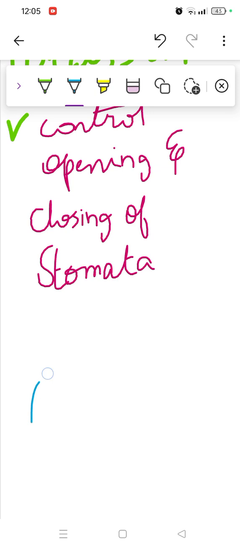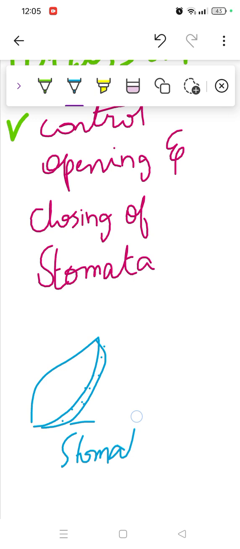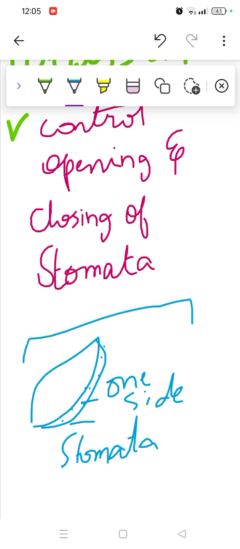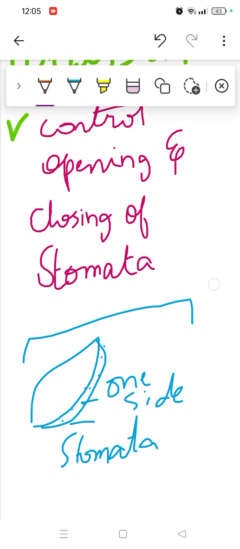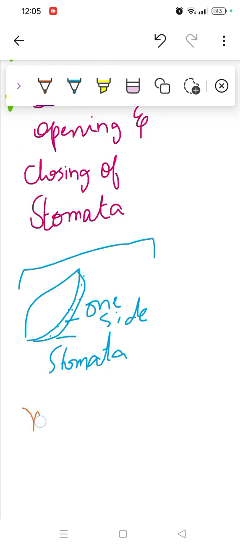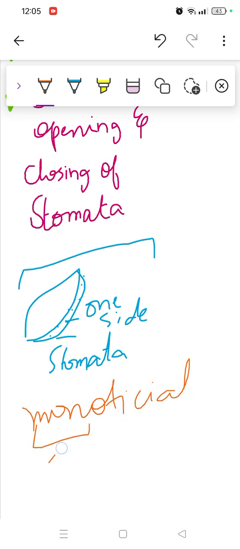Here you will see a leaf which, on the downward side, has a few openings. Those openings are called stomata, and these are only present on one side. When these are present on one side, that term has a specific name, which is monoecious. Wherever you see the word mono, it means one. So this is only one side opening.